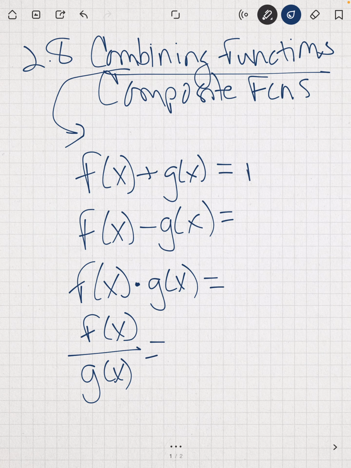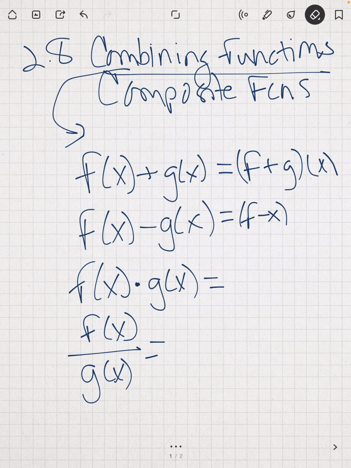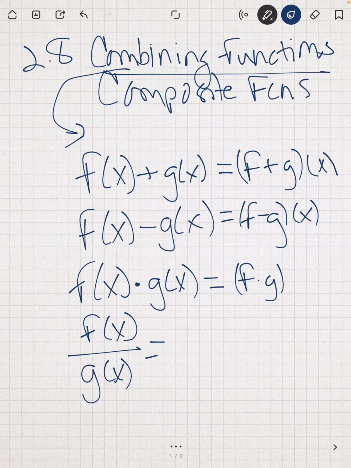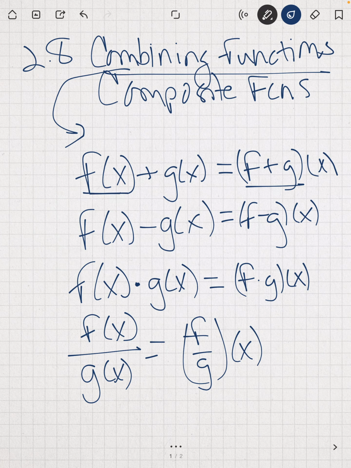So we have our sum of two functions, which we write as f plus g of x. Our difference of two functions, f minus g of x. F times g of x as our product, and f over g of x, which is our quotient. And by definition, f plus g of x is just f of that x plus g of that x. F minus g of x is just f of that x minus g of that x.